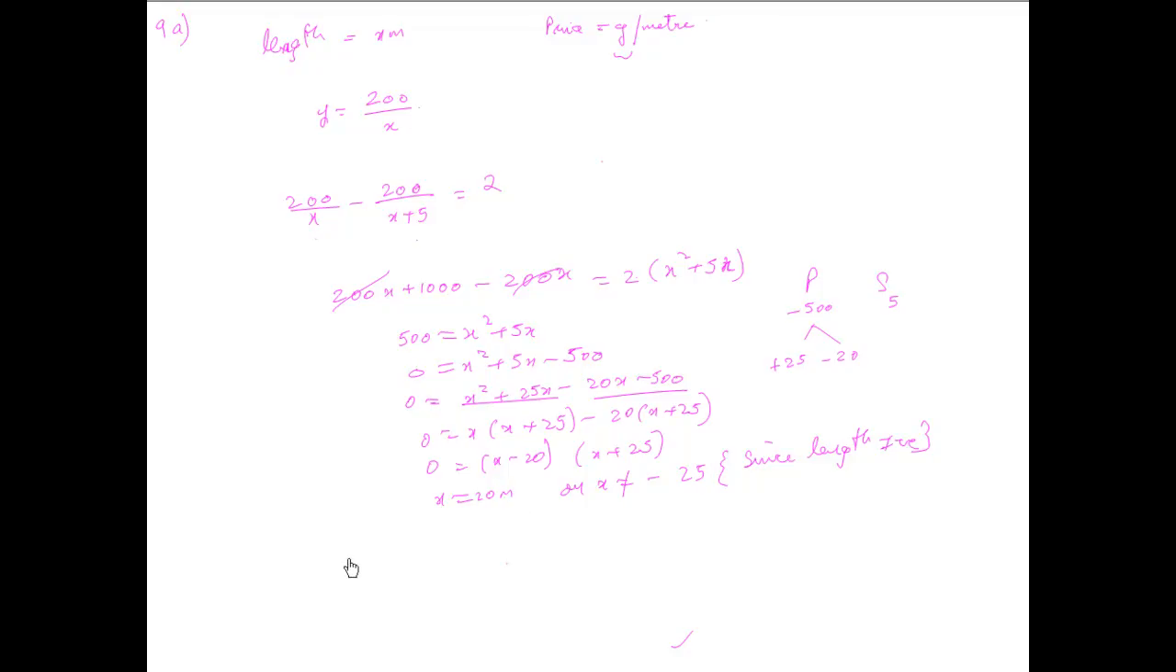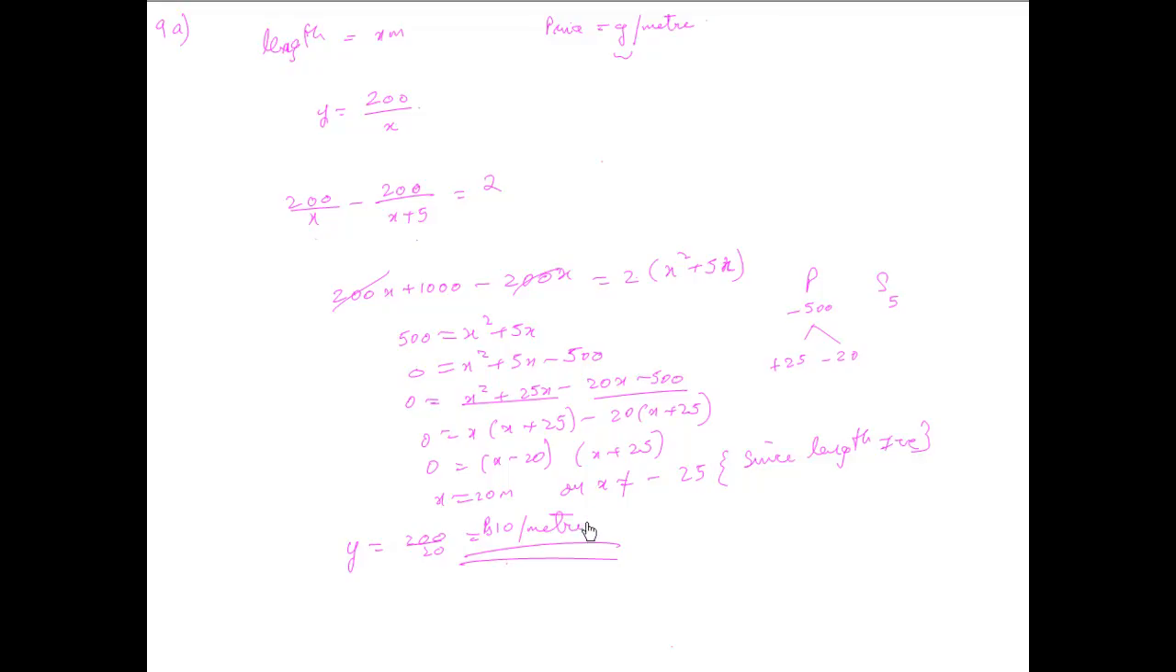So the value of y would be 200 upon 20. That's 10 rupees per meter. And that's what they wanted us to find out, children, not the value of x. We could have also tried to form an equation in terms of y, children, and solve it. But this was easier, so we've done that.